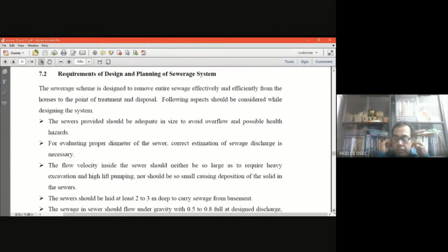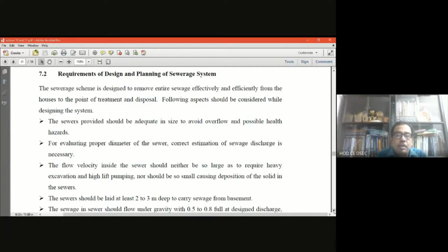For evaluating the proper diameter of the sewer, we need a correct estimation of the sewer discharge. Obviously the diameter is proportional to the sewerage discharge. The more the discharge, the larger the diameter will be. So it depends on accurate estimation of the sewerage discharge, and we must take care of this during the hydraulic design of the sewer.